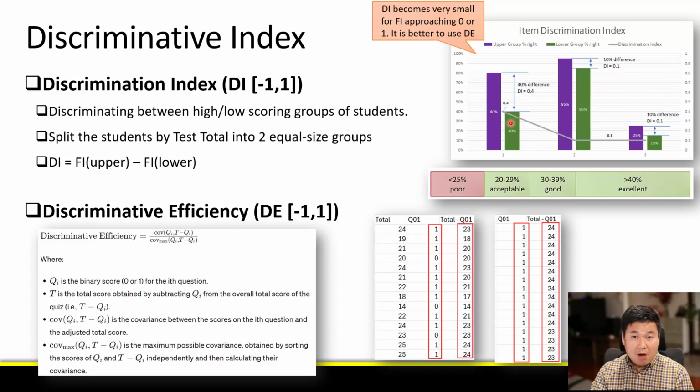We can address this problem by utilizing a better metric, the discriminative efficiency. We first calculate the covariance between the question scores and the total test scores, excluding the question itself. We then sort the two columns, arranging data to estimate the potential maximum covariance between them. Now, this sorting allows us to estimate the maximum relationship a question could have with the overall test performance, giving us a clearer picture of its discriminative power.